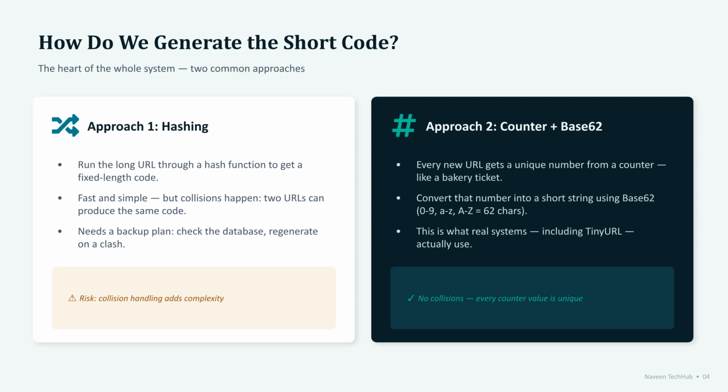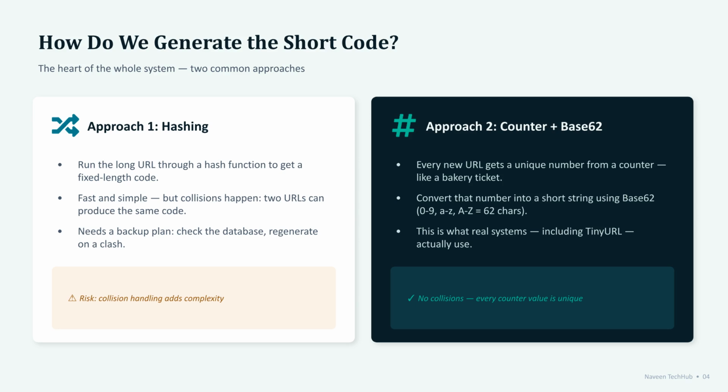The second approach is counter plus Base62 encoding. This is a more reliable and interview-friendly approach. Imagine a bakery ticket system. Every customer gets a unique ticket number, 1001, 1002, 1003, and so on. Since every number is unique, there is no collision. Similarly, for every new long URL, we generate a unique number from a counter. Then we convert that number into a short string using Base62 encoding. Base62 uses 62 characters, digits 0 to 9, lowercase a to z, and uppercase A to Z. Because every counter value is unique, every generated shortcode is also unique.